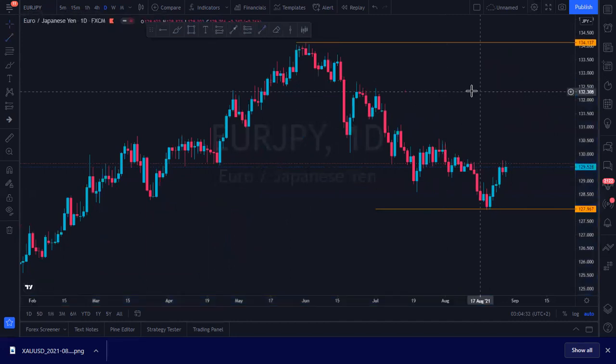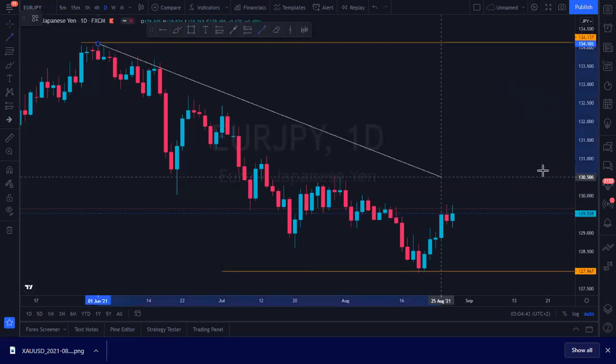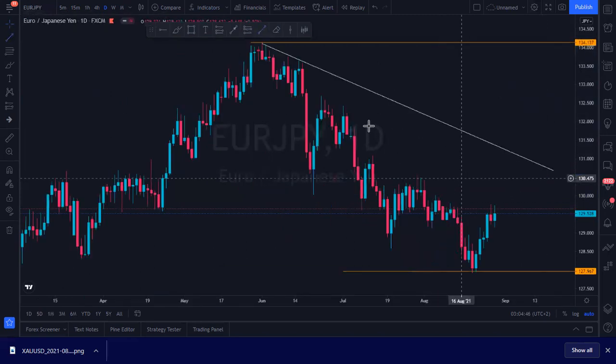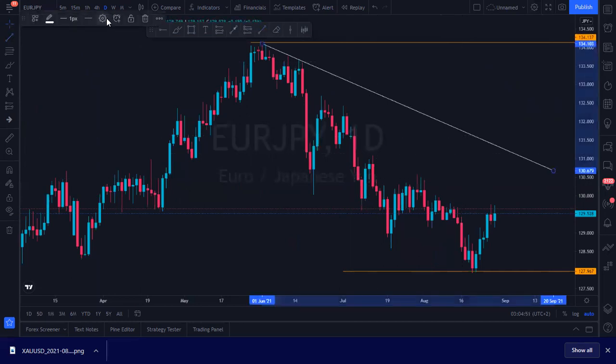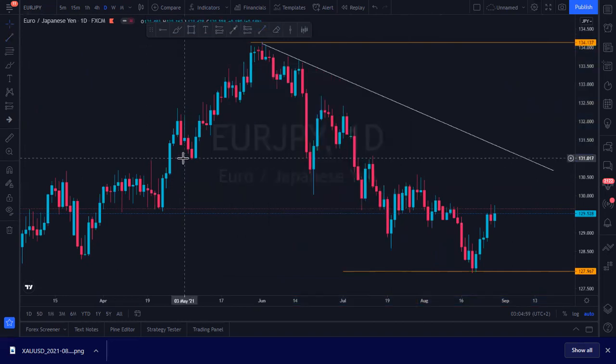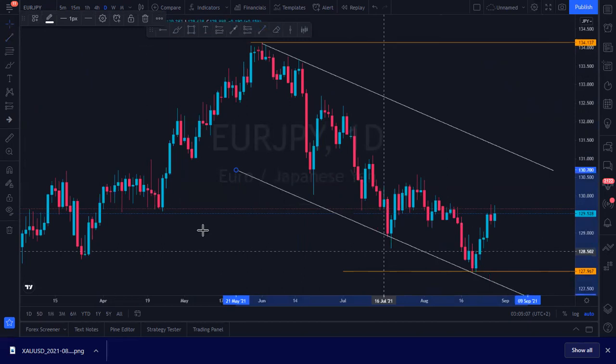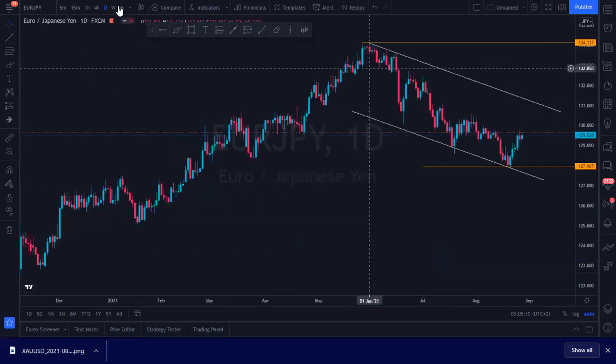Now I'm going to start analyzing and working my way down to the lower time frame where I execute my positions. I've drawn my trend line, so I'm going to make sure it appears on the daily time frame and the 4 hour time frame, but not on the 1 hour time frame. I don't care about the lines appearing or not. So now I have the channel just like that.